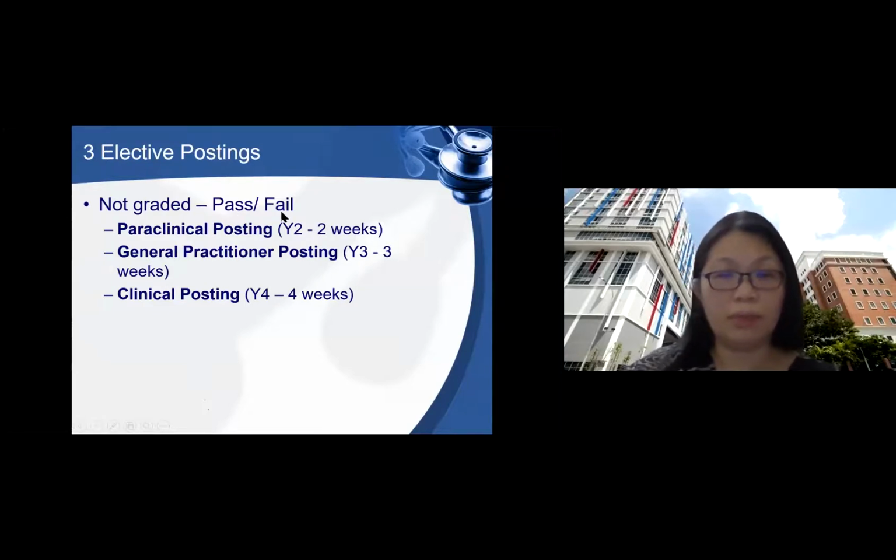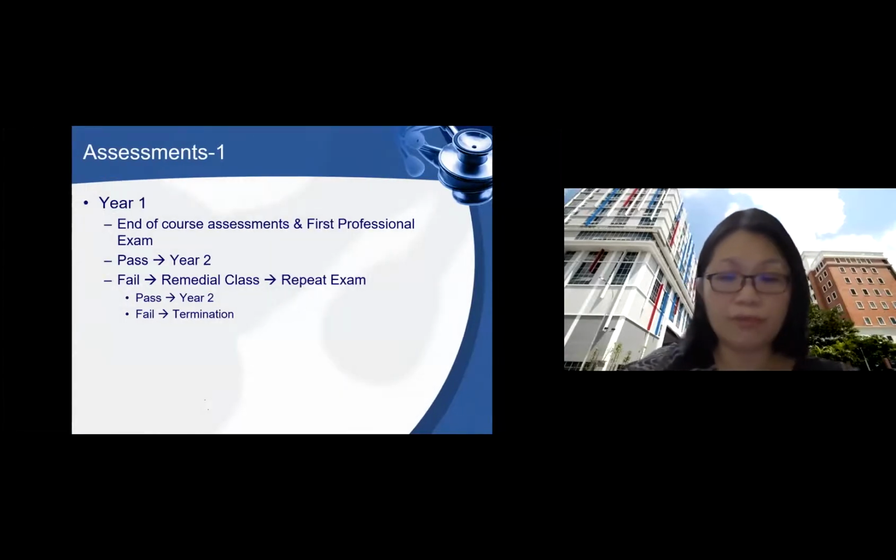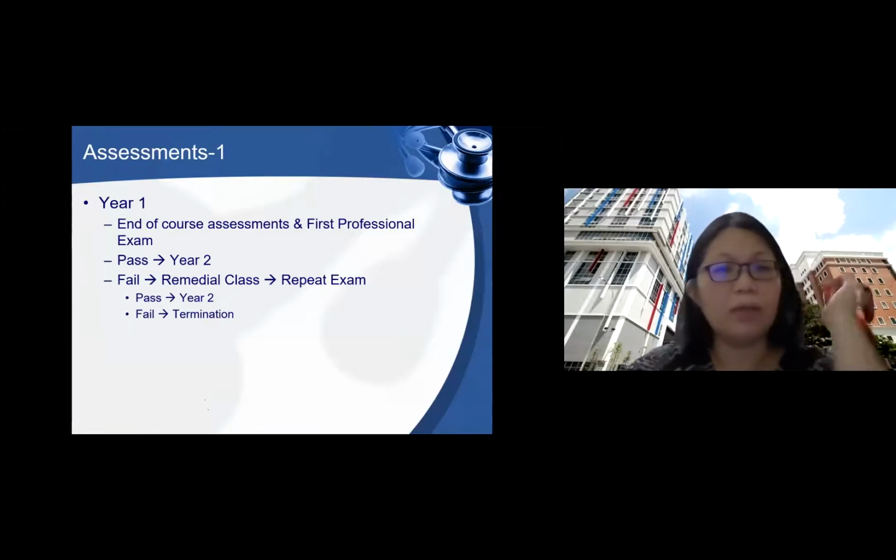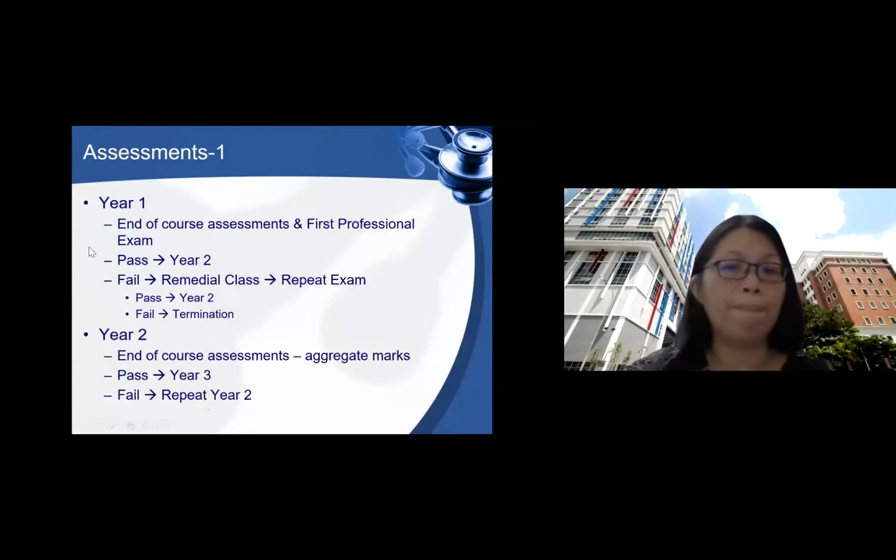So for assessment, in year 1 and year 2, for each study block, we have continuous assessment and the final exam. If the student passes the overall exam in year 1, they are allowed to continue to year 2. If they fail, they will be given a remedial class, and at the end they need to sit for a repeat exam. If they fail the repeat exam, they are asked to leave the course. If they pass, they will continue into year 2.